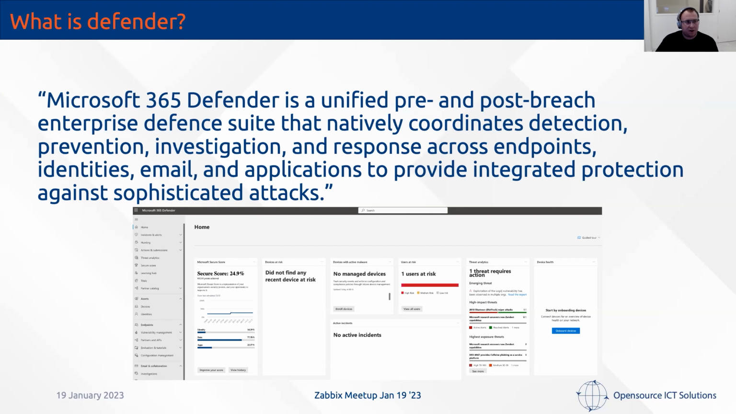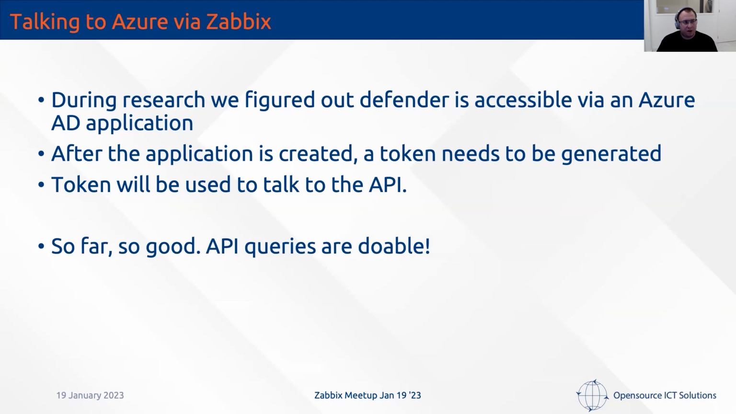Office 365 cloud. What's going on? Well, we started researching the options, and eventually we figured out that we can get all Defender information via Azure AD application permissions. So we had to create a new Azure AD application. Then in that application, create a token. And from there, we are able to talk to the API, getting out metrics. Okay, talking to an API. That's possible with Zabbix.